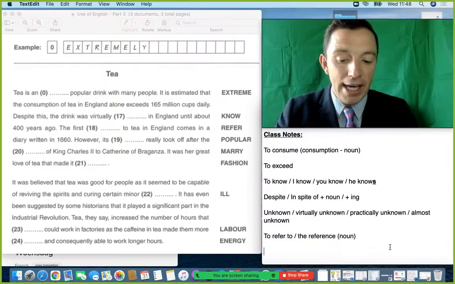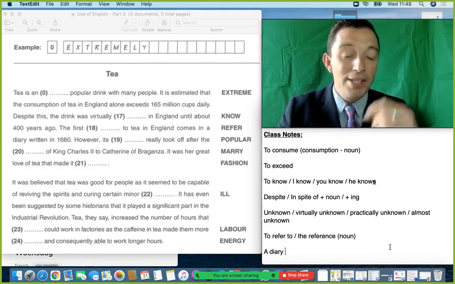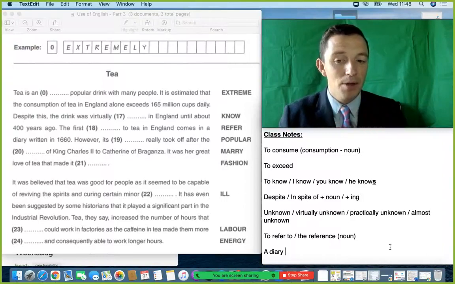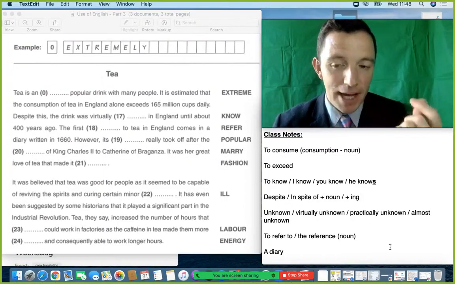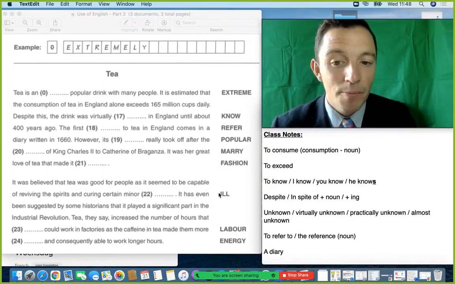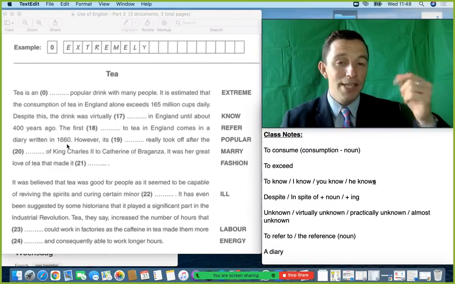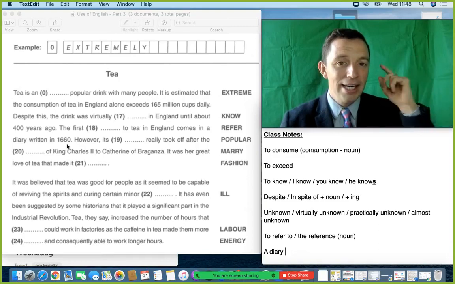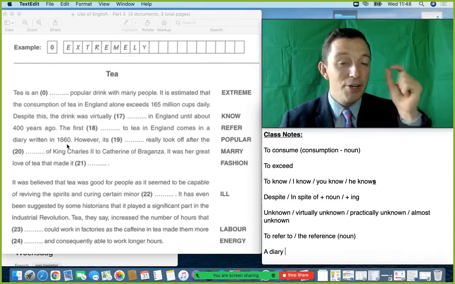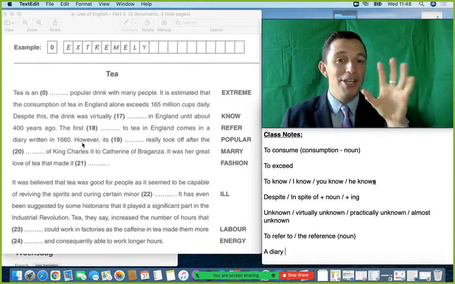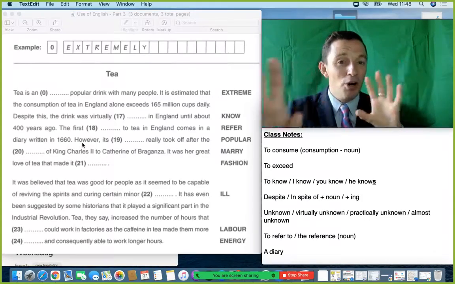So a diary is obviously when somebody writes their opinion, you write your plan in your diary, okay? That is the vocabulary. Written is the participle in 1660. So in relation to the year, we say in 2020, in 1919, in 2021. For the year, we use the preposition in. However is a clue, because however is a linker, but it's for contrast.